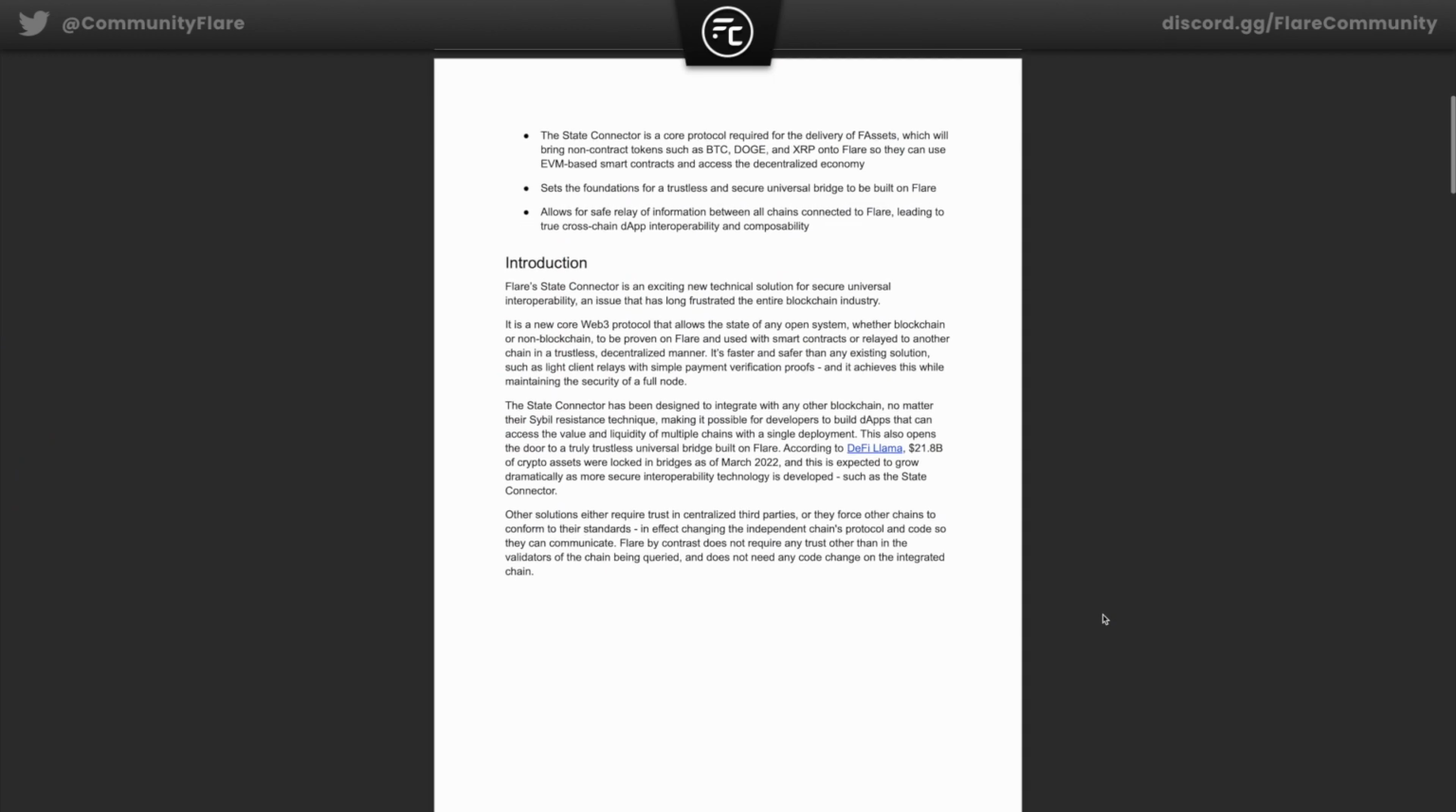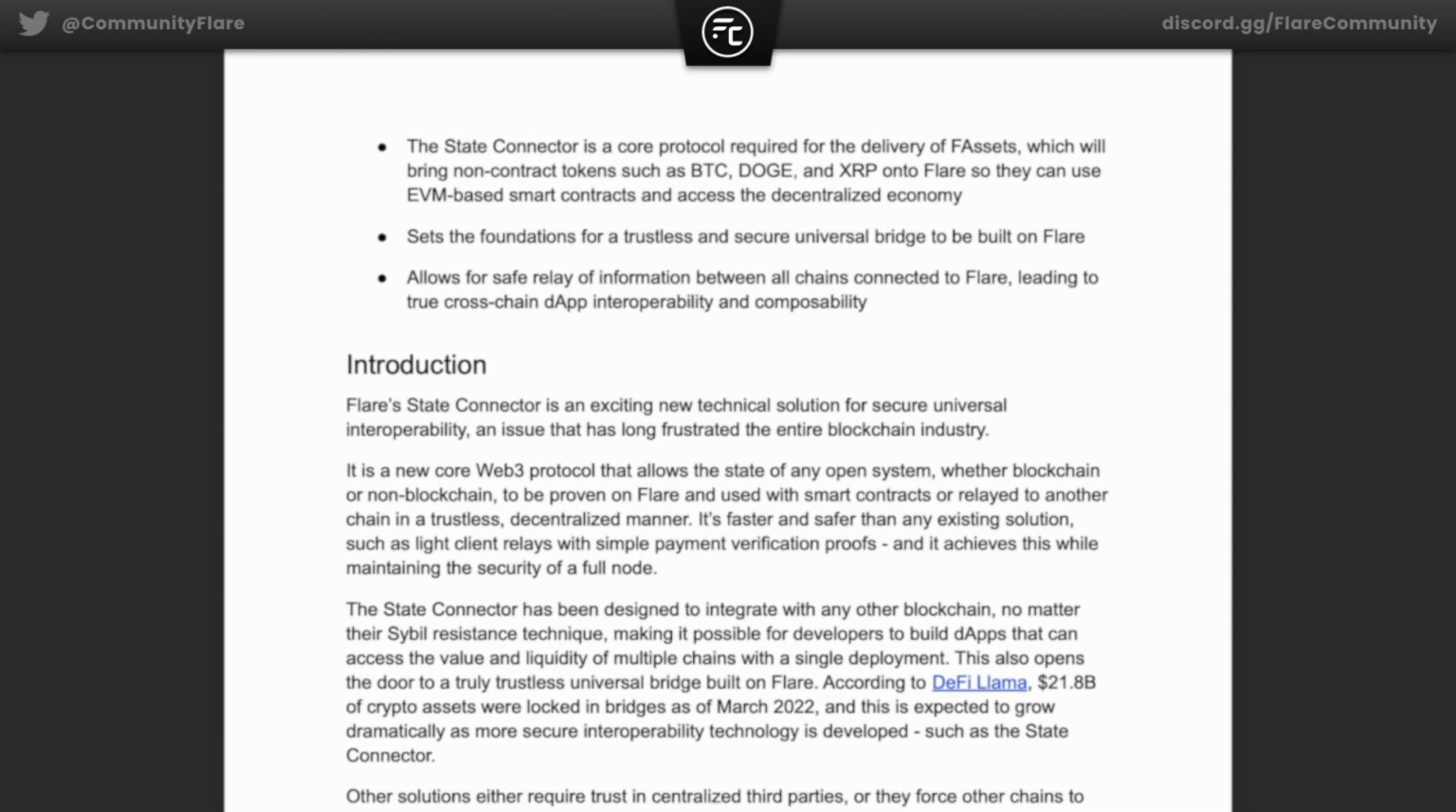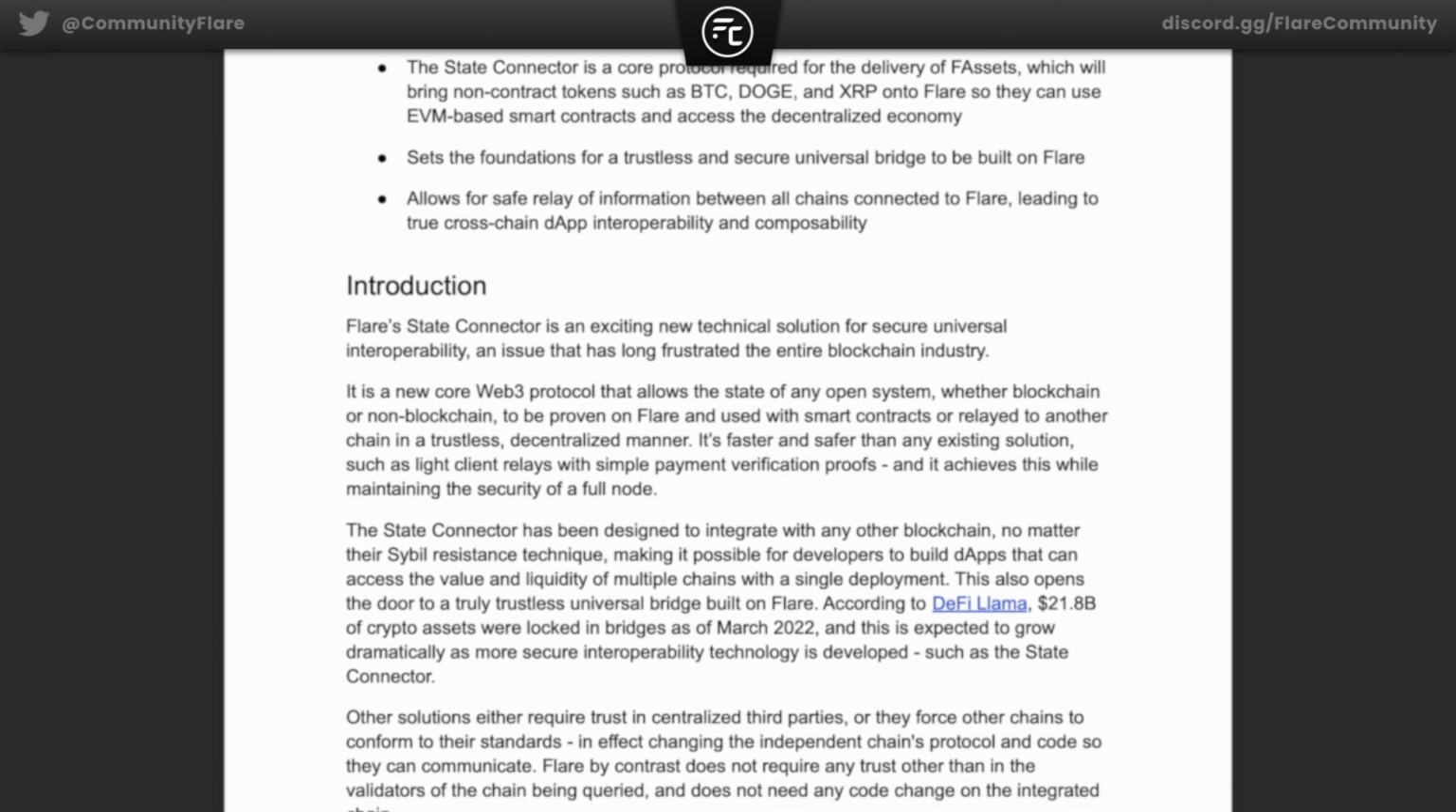So let's look at the introduction here. Flare State Connector is an exciting new technical solution for secure universal interoperability, an issue that has long frustrated the entire blockchain industry. It is a new core Web3 protocol that allows the state of any open system, whether that's blockchain or non-blockchain, to be proven on Flare and used with smart contracts or relayed to another chain in a trustless, decentralized manner. It's faster and safer than any existing solution, such as light client relays with simple payment verification proofs, and it achieves this while maintaining the security of a full node.